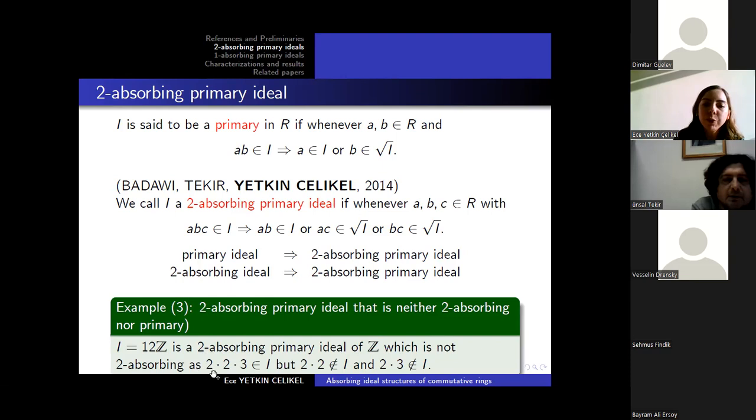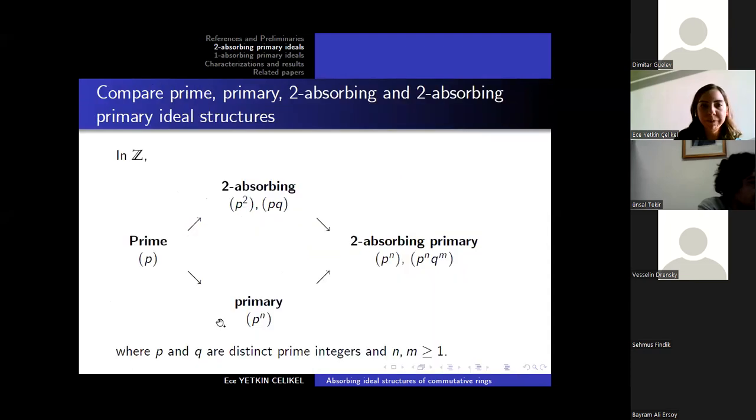Why? 2 times 3 times 2, this is 12. This is the element of I. So you have these products, 2 times 2. It is not in this ideal. And also 2 times 3, 6. This is not in this ideal. So that's why this is not two-absorbing.